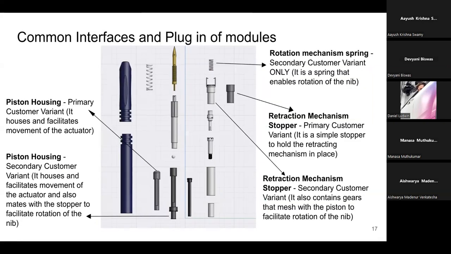Coming to the common interfaces and plugin of modules, the retraction mechanism stopper is one such module that can be plugged in from both the designs. The rotation mechanism spring is an additional feature in the secondary customer variant. And the piston housing is also another module that can be plugged into both variants, with the exception of having gears on one of them.